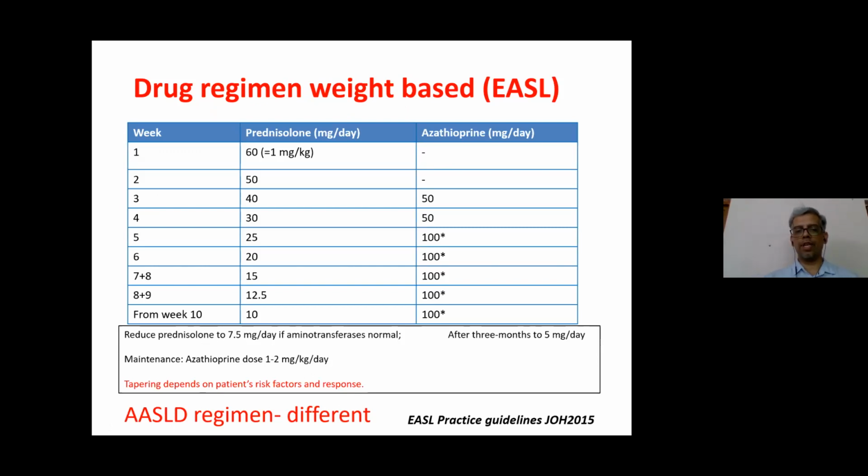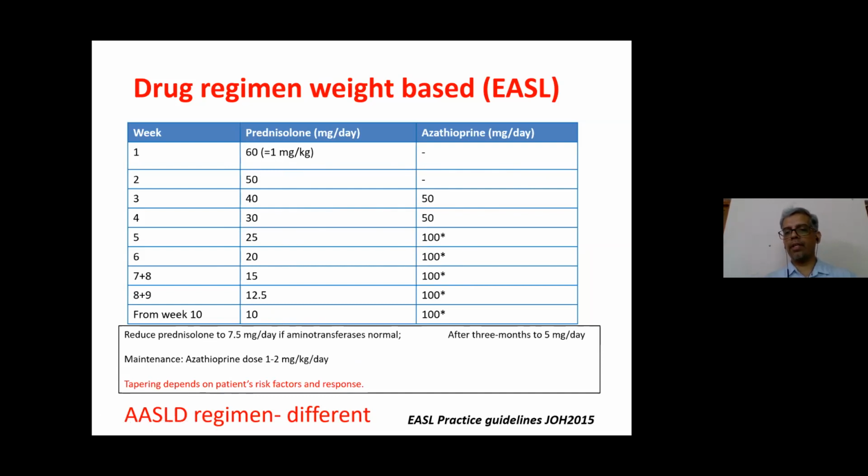There are different regimens which have been proposed by different guidelines. EASL typically would say start with prednisolone 60 milligrams, 1 mg per kg, drop down by 10 every week till 4 weeks, then drop by 5, then drop by 2.5. Try maintaining on 5 for 3 months, and by 6 or 9 months, take the patient off prednisolone and maintain only on azathioprine. And they also would suggest that add on azathioprine by the 3rd week.